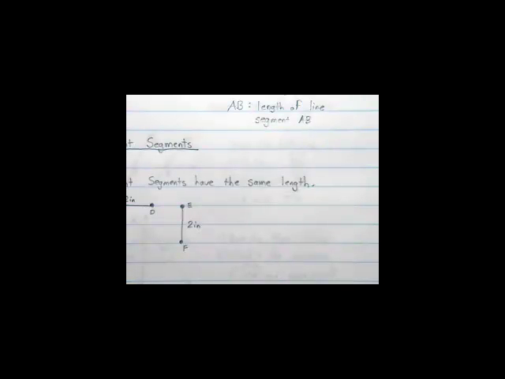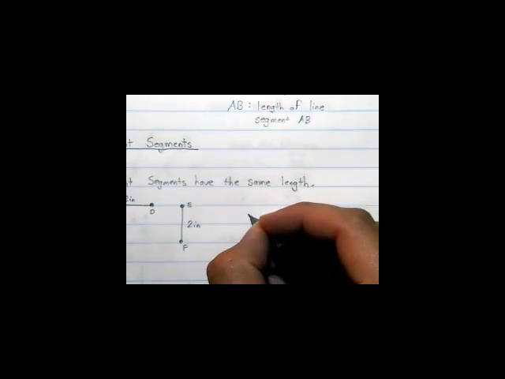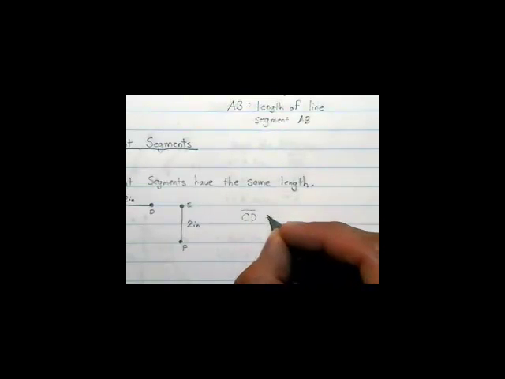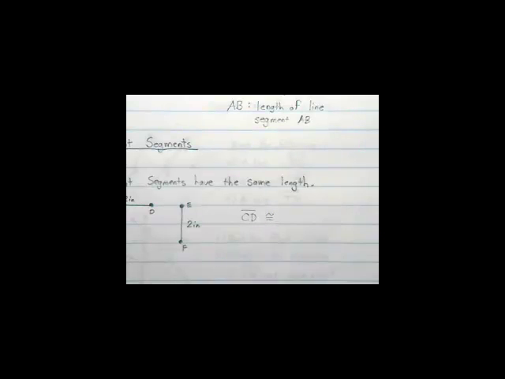So there are two different statements that I could make here then. Okay? The first statement is CD is congruent to EF. And that would look like this. The symbol for congruent, if you remember, is an equal sign with a little squiggle on the top.